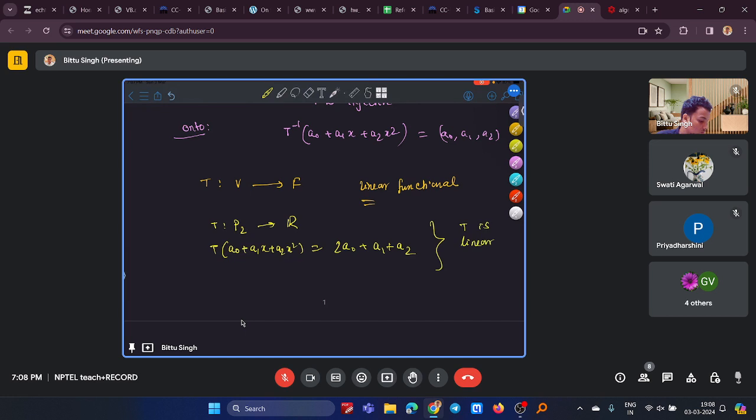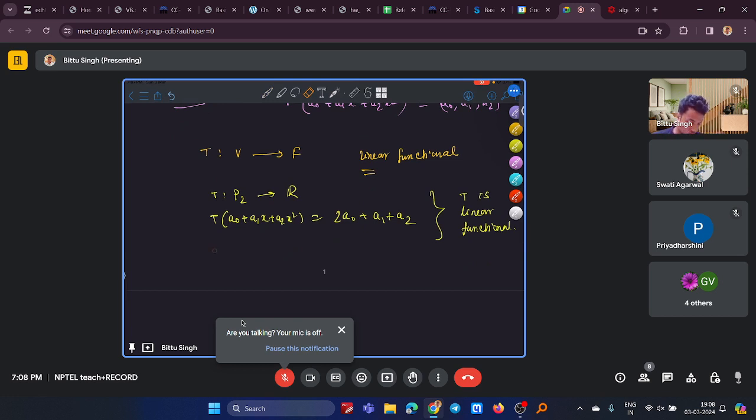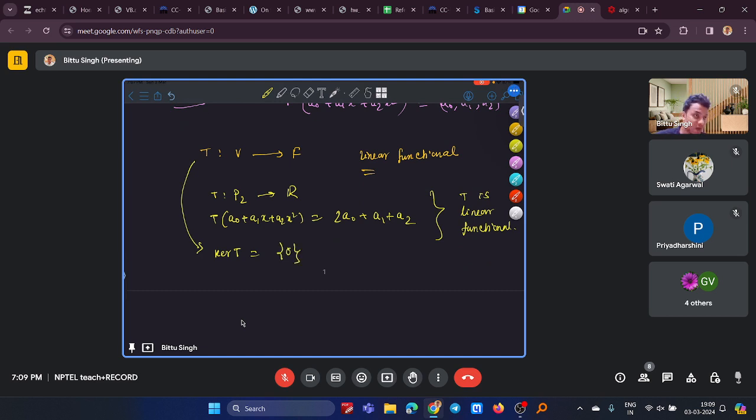Those types of linear maps are called linear functionals because the codomain is the field itself. And the interesting property of this map is that for those types of maps, the kernel of T will be either 0 or there is only one other possibility, a space having dimension equal to dimension of V minus 1. Okay, so the kernel will be one dimension less.